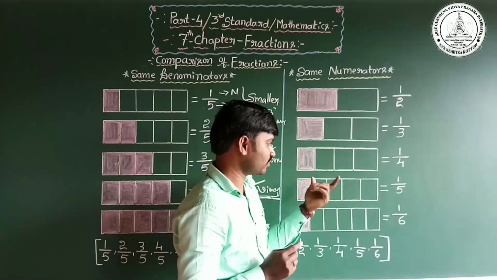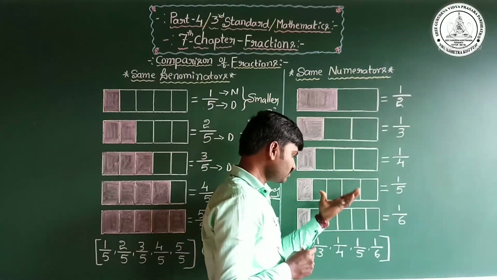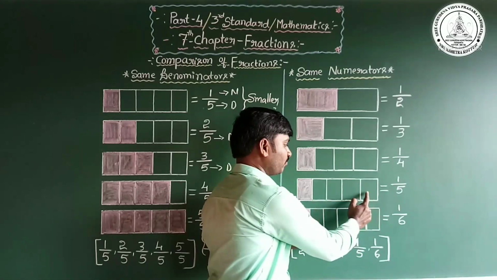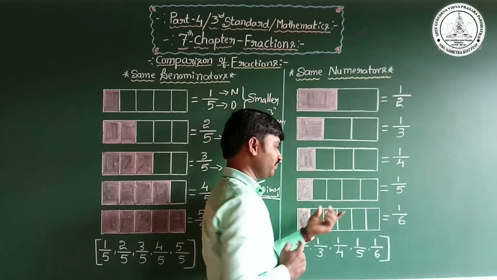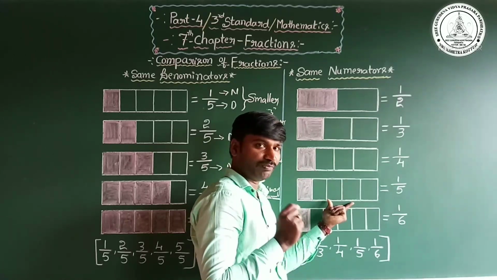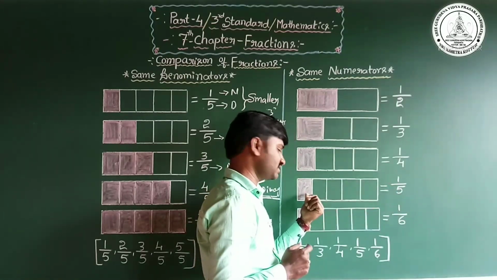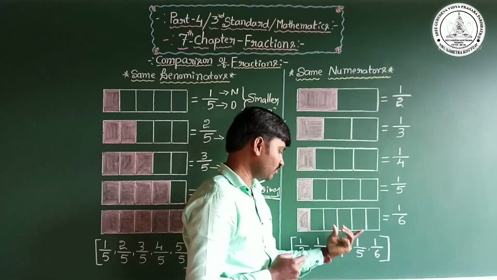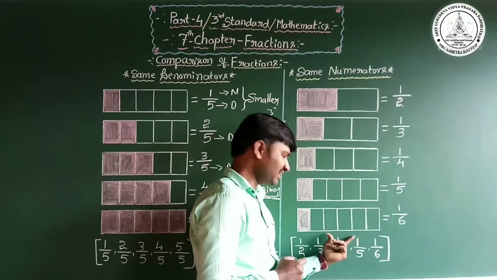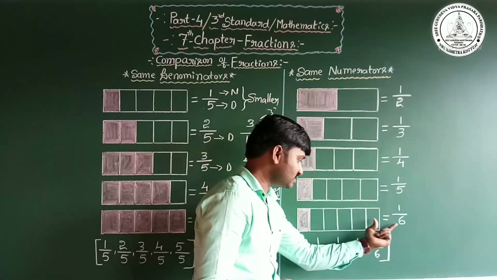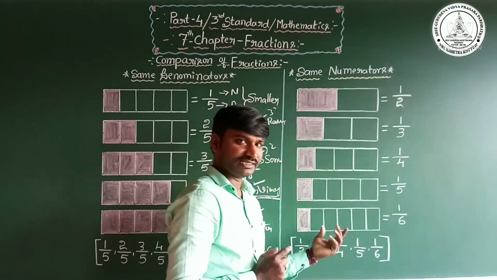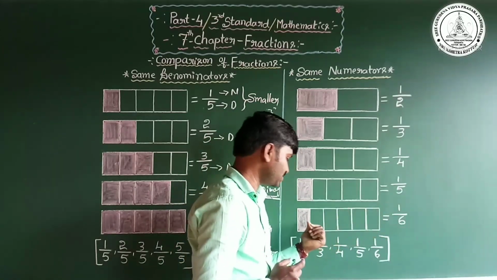Yes, dear student. Next, observe the next figure. In this rectangle we are divided into 5 equal parts. 1, 2, 3, 4, 5. Out of 5, one of the parts is shaded. Clear? Next, observe the next figure. In this rectangle we are divided into 6 equal parts. 1, 2, 3, 4, 5, 6. 6 equal parts. One of the parts is shaded.